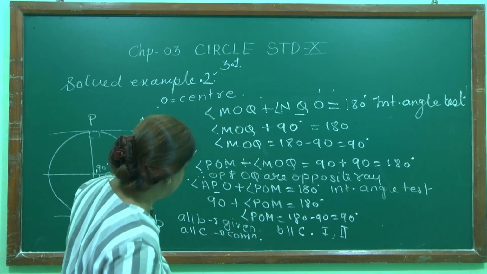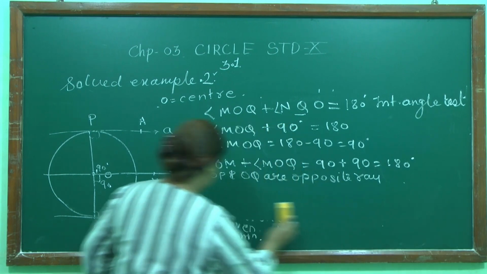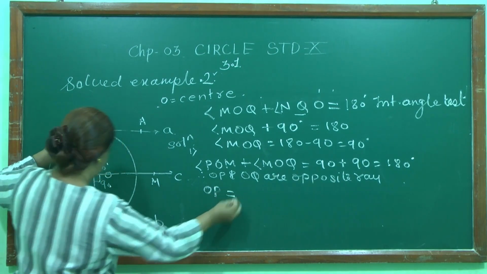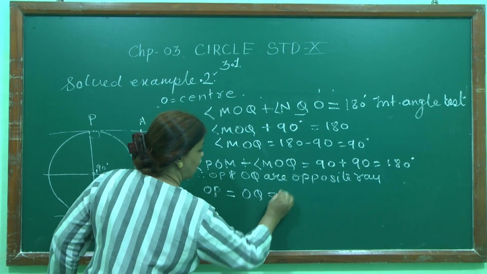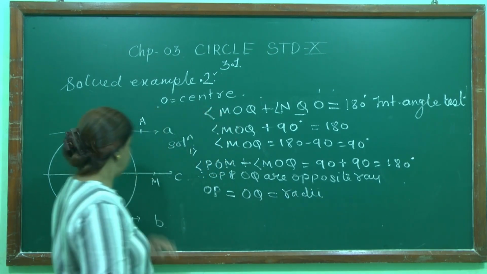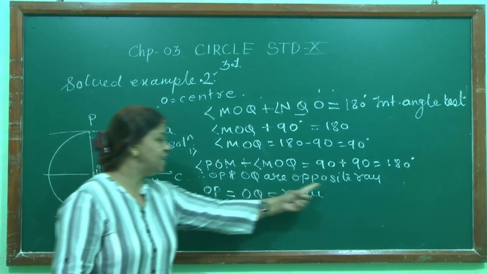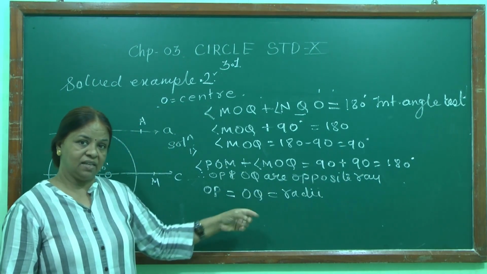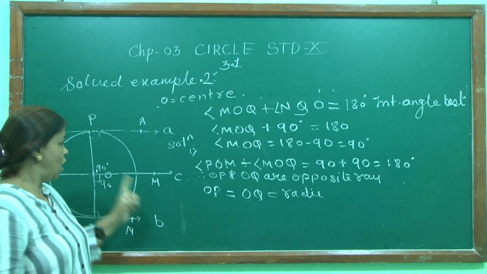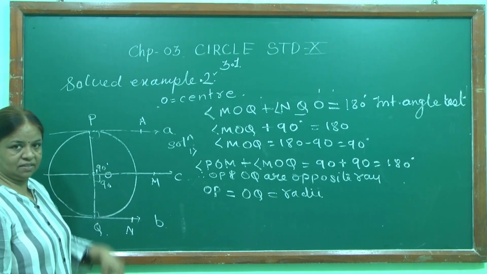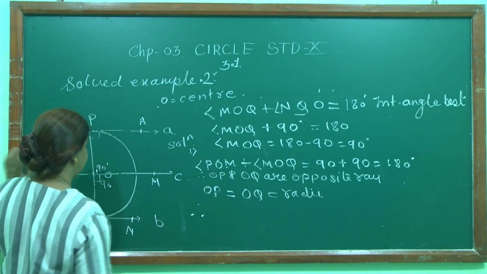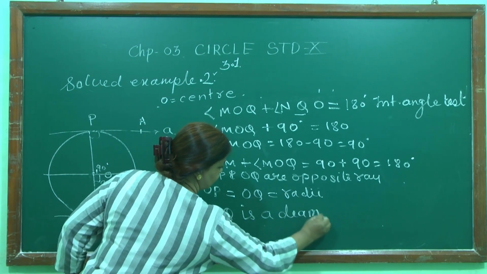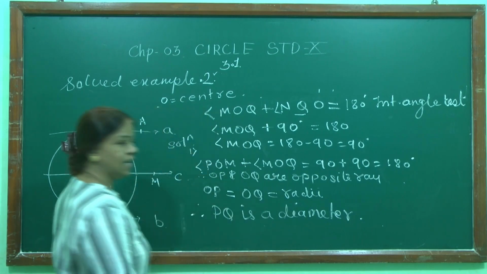And also at the same time, OP is equal to OQ, which are radius. How can we say they are opposite? Because when I added these two angles, I got 180. When I add the angles and I get 180, that means the rays are opposite to one another. But they are also radius. So, therefore, I can say PQ is a diameter. PQ is a diameter, hence proved.